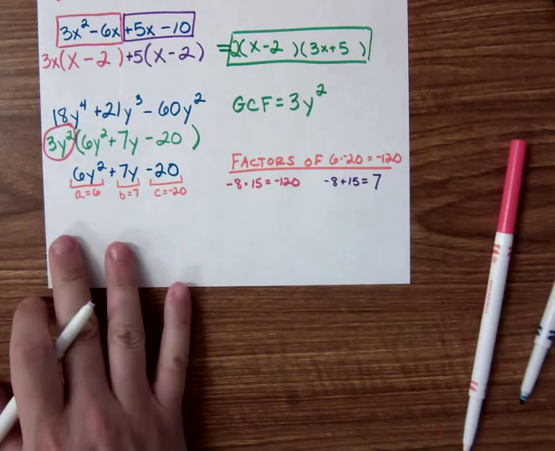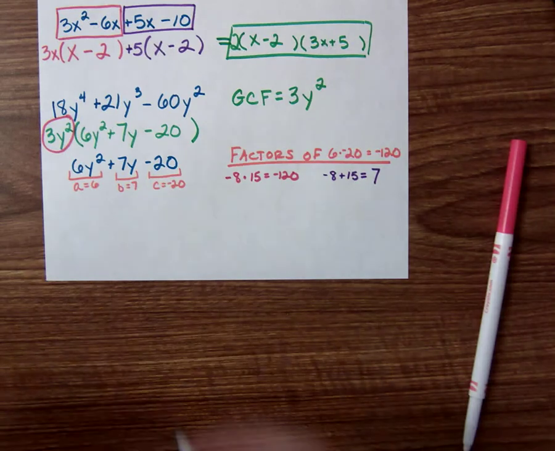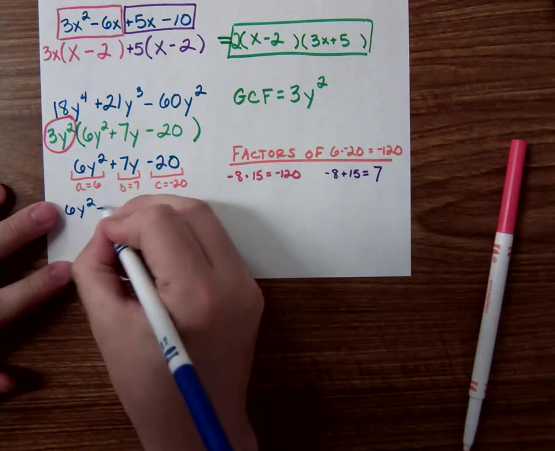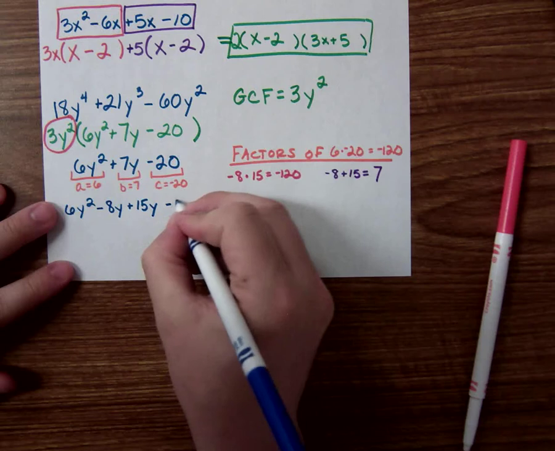You are a genius. Nailed it. Cool. So the 7y is going to get split apart into minus 8y plus 15y. So 6y squared minus 8y plus 15y minus 20.